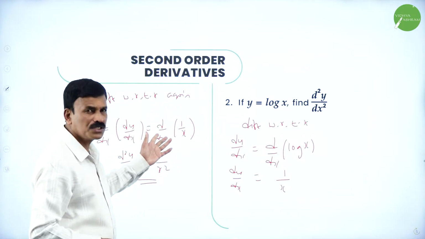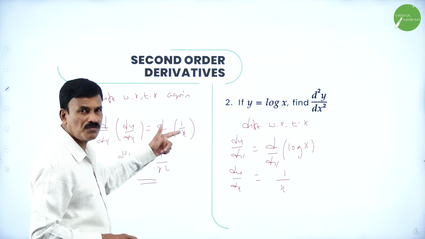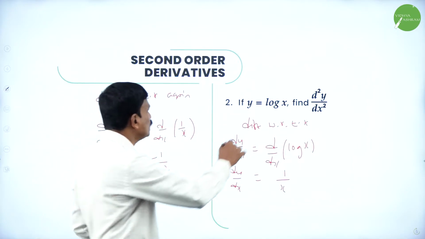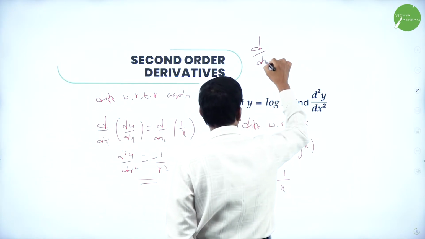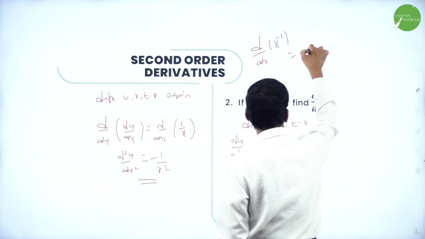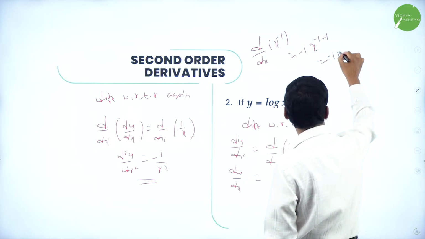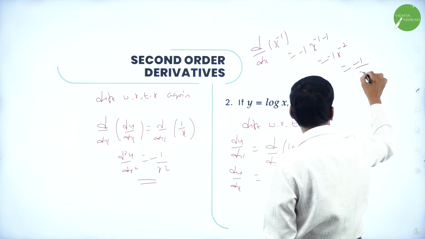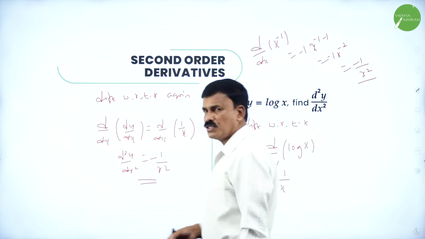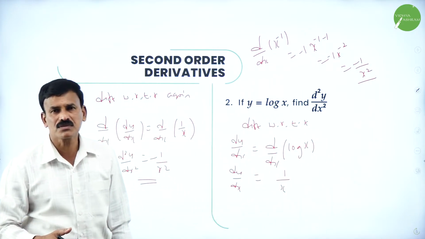Otherwise, if you want, you can take this to the numerator: x to the power of minus 1, n is minus 1. You know d/dx of x raised to minus 1 is minus 1 times x to the power of minus 1 minus 1, which is minus 1 x to the power of minus 2, that is minus 1/x². So d/dx of 1/x is minus 1/x².